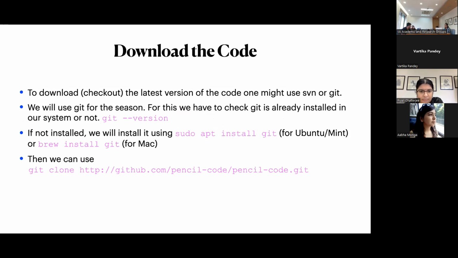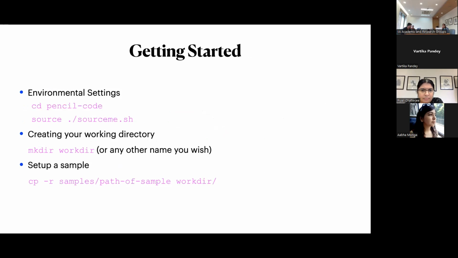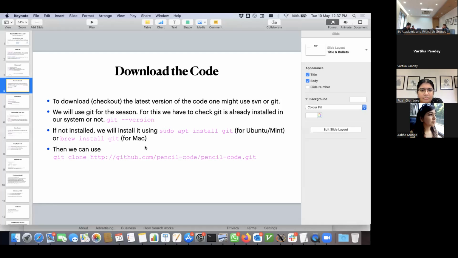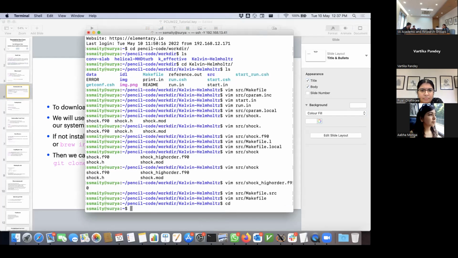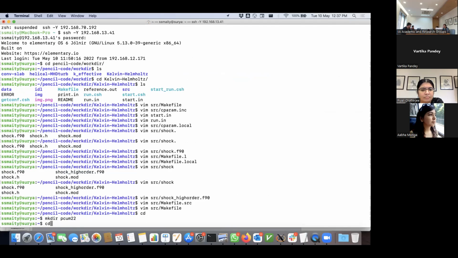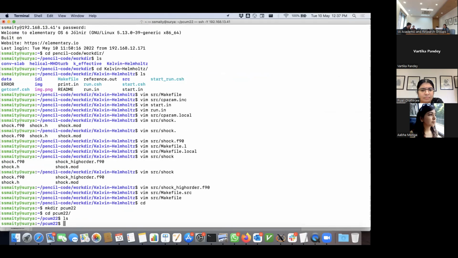So I will show you how to download the code in this session, and in the next session, I will show a sample run and how to visualize the results too. So I am closing this presentation and sharing the terminal. I have Pencil Code already installed, so I am making a new directory, PCUM22, and then I am going to that directory. This directory is empty.